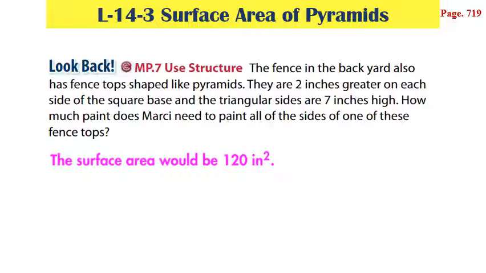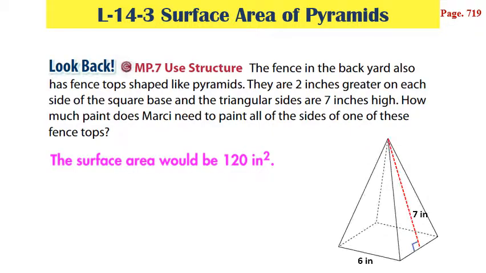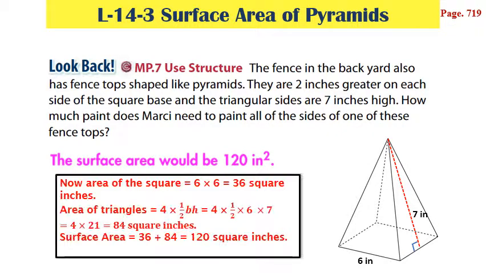How? Fence tops are in the shape of square pyramids with base sides 2 inches more, which will be 6 inches. The slanted height of the lateral triangles is the same, which is 7. Area of the square equals 6 times 6 equals 36 square inches. Area of triangles equals 4 times 1/2 BH equals 4 times 1/2 times 6 times 7 equals 4 times 21 equals 84 square inches. Surface area equals 36 plus 84 equals 120 square inches.